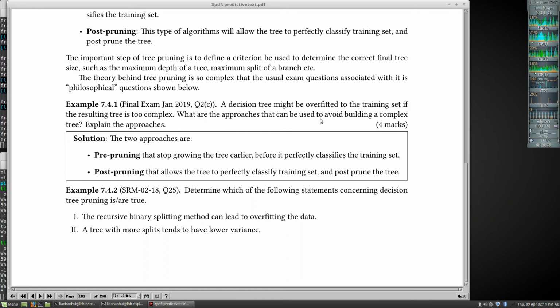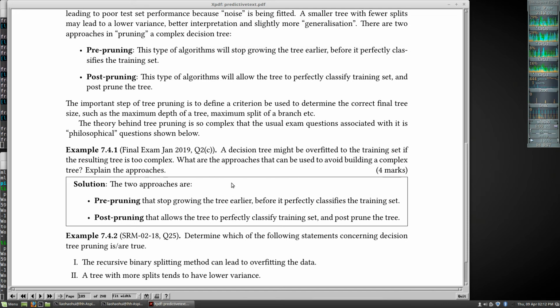Okay, so you can see past year exam questions. What you find is that it's always asking this kind of basic conceptual question, like a decision tree might be overfitted to the training set if the resulting tree is too complex. So what are the approaches that one could use to avoid building a complex tree? Pre-pruning, so before it grows you just cut it off. Post-pruning is like you grow it to be rather large, then after that you start looking back and start cutting it.